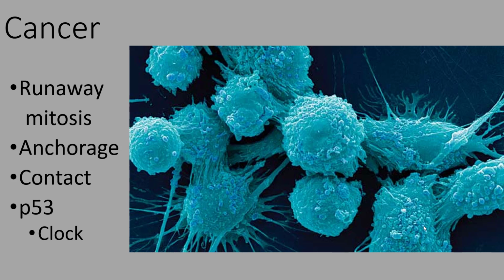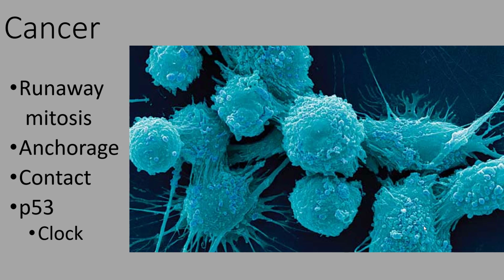So we get division when we shouldn't. If cells are touching their neighbors and they're anchored to their surroundings, but we keep getting cell division anyway, that's what cancer is. So why isn't every cell in our body constantly having cancer?